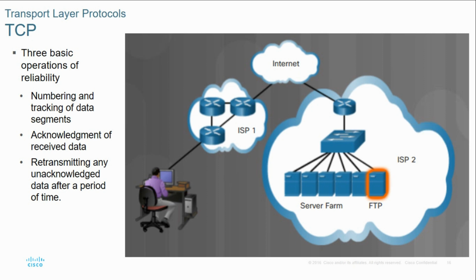This will prompt the sender to resend the remaining segments, and that is our number 3 operation, which is retransmitting any unacknowledged data after a certain period of time. Since TCP keeps track of the data segments, it can identify any unsuccessful data transfer. With that, the remaining data segments will be resent to the destination, and the destination will again acknowledge the received data and forward that packet to the source, alerting the source of a successful receipt of the data.